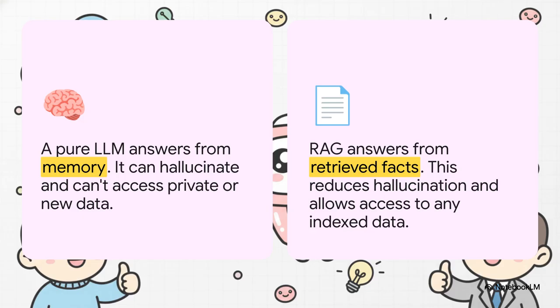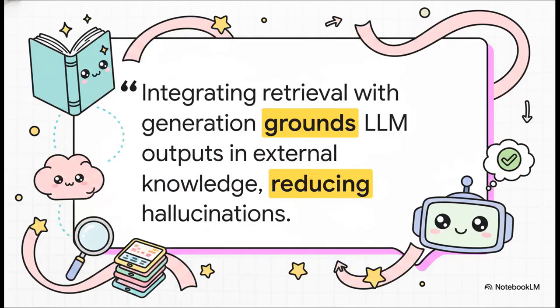And here it is, our final interview-ready gem. The whole point of integrating retrieval with generation is to ground the LLM's outputs in external, verifiable knowledge. This is absolutely key to reducing hallucinations, ensuring the information is up to date, and enabling truly context-aware responses.